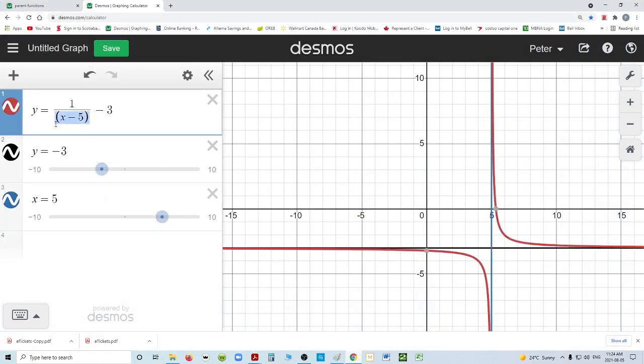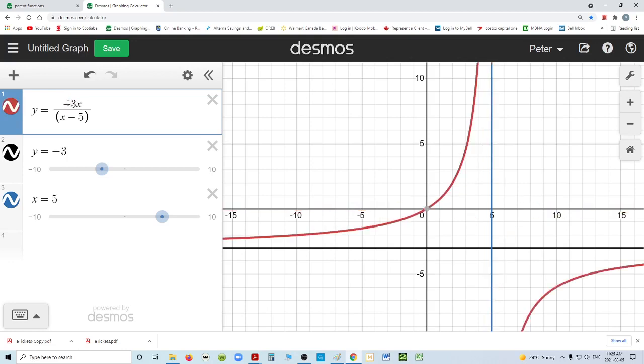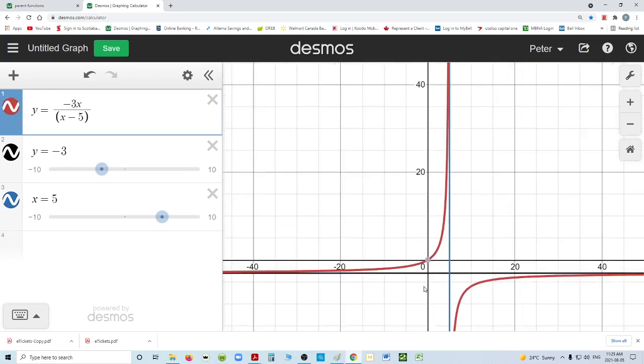And how I did that is realizing how to create a vertical asymptote down here was to shift the whole thing to the right by 5. And to create a horizontal asymptote that's no longer at 0 is to shift the whole thing down by 3. This would also work. And there, I've achieved it there as well.